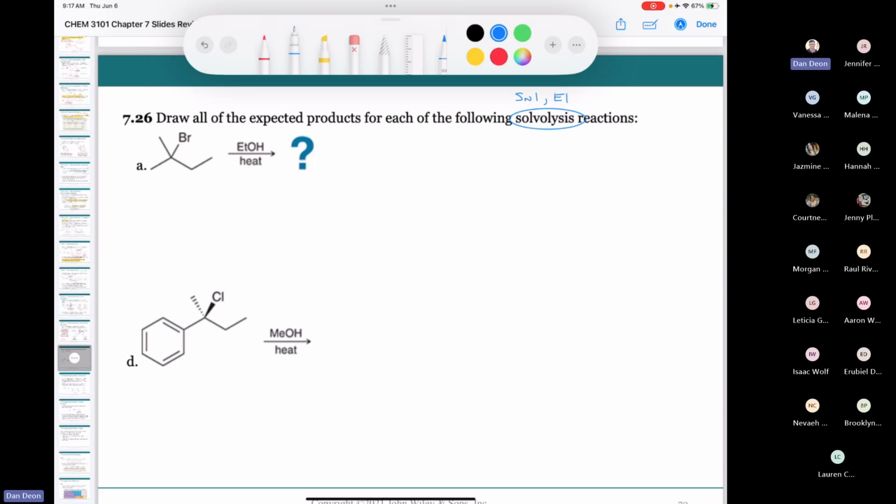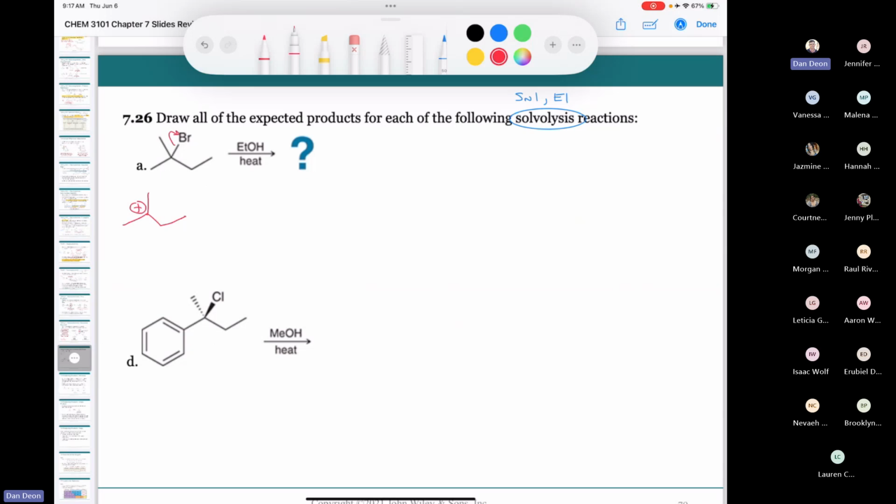So we know the first step for this reaction is going to be the loss of the leaving group. And so if we lose our leaving group, we're going to end up with this tertiary carbocation, which we know has no reason to undergo any rearrangement. Okay, this is not going to undergo any rearrangement whatsoever. And so let's start with the elimination products first.